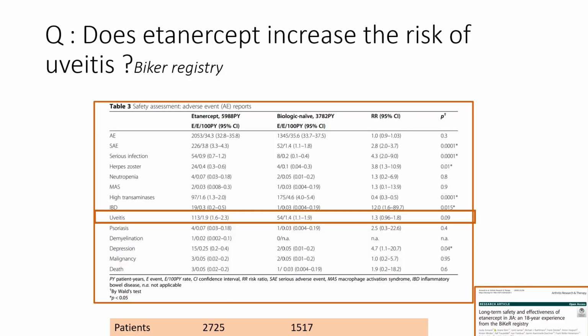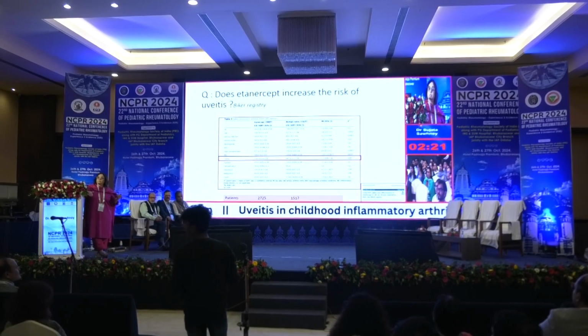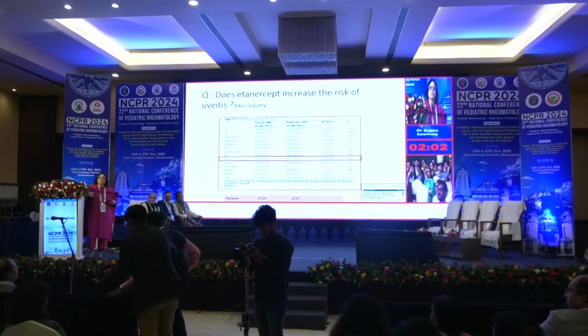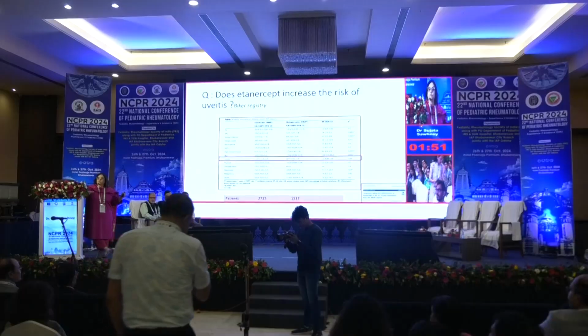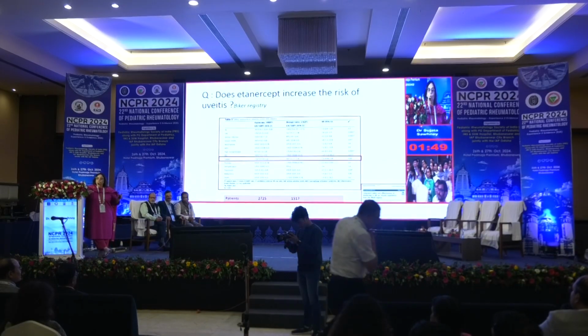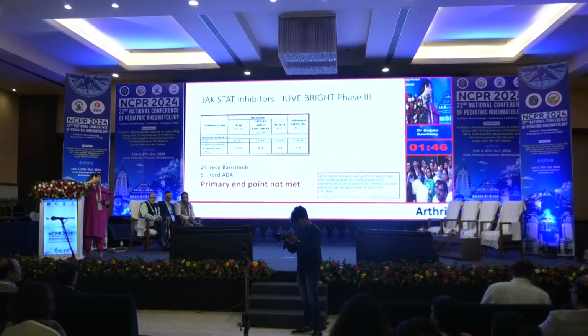Does etanercept increase the risk of developing uveitis? The BICR registry, which is a biologics registry, a pan-German registry, shows that there is no added risk of etanercept for the patient to develop uveitis. However, there is no comparison of children on etanercept versus adalimumab. In our own unit, we don't have a single patient on adalimumab who is ANA positive and has arthritis who develops uveitis. So in our unit, if we have high risk patients of uveitis and we need an anti-TNF, we'll always use ADA and not etanercept.